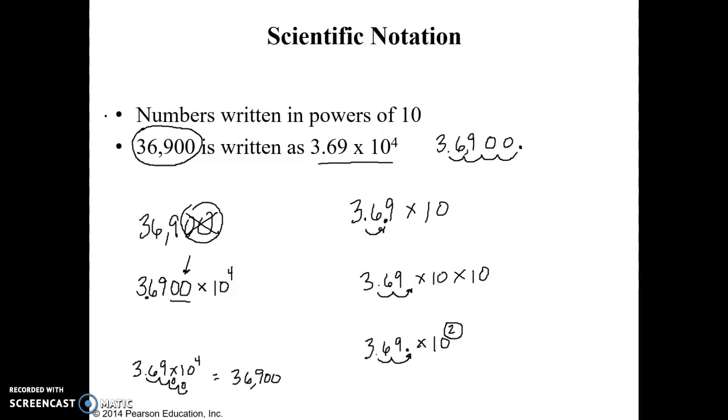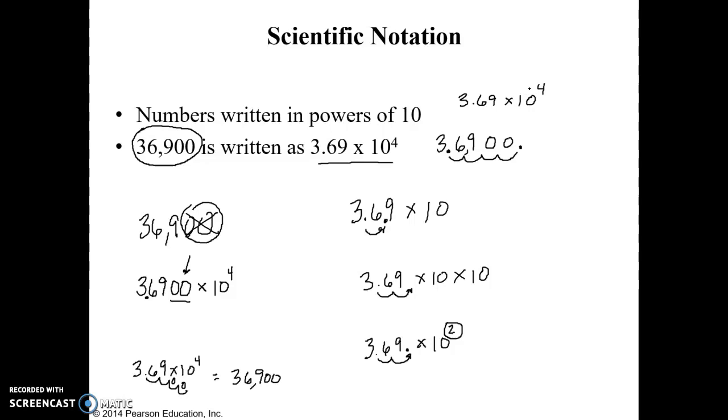Okay, and so to go the other way around, if we're converting this to scientific notation, usually we want to put the decimal point immediately following the first digit. So we would want to move this decimal place 1, 2, 3, 4 to get it immediately following the 3, and since we moved it 4 times, that's 3.69 times 10 to the fourth.